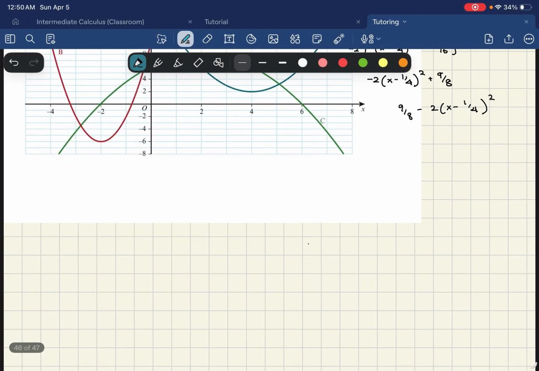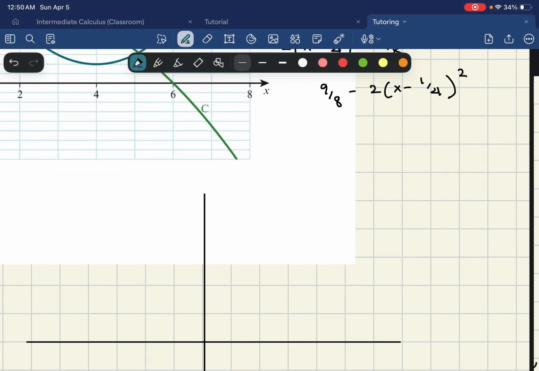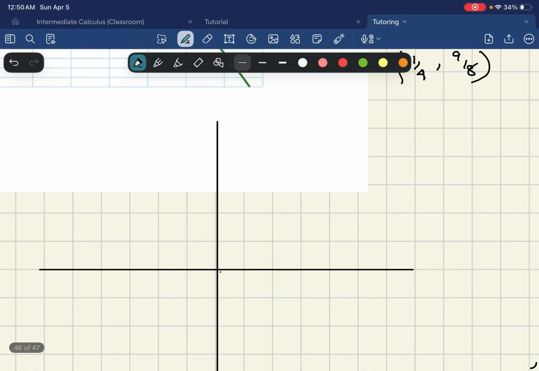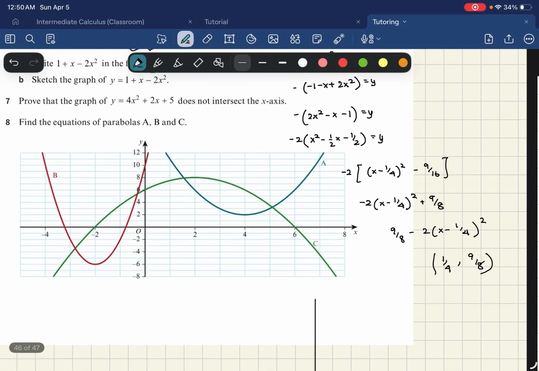So let me just give you a very rough sketch of the graph. Your vertex occurs at 1 over 4, so 1 over 4 comma 9 over 8. That is your vertex, right? So 1 over 4 is somewhere here, 9 over 8 is somewhere here. So that is your vertex, somewhere here.